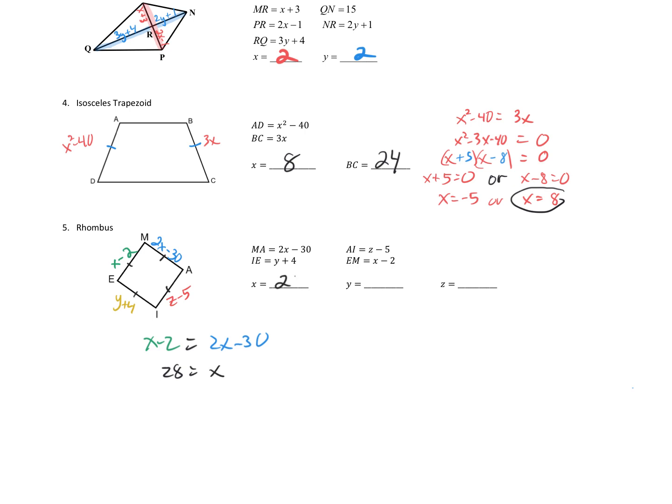So if x is 28, then what is y equal to? Well, if x is 28, that means this side length is 26. And if x is 28, 2 times 28 is 56, minus 30 is, again, 26, just as it was supposed to be. All these sides are the same. So if x is 28, and that makes these sides 26 and 26, all the sides are 26. And that's how we'll solve for y and z. Y plus 4 is 26. And z minus 5 is 26.